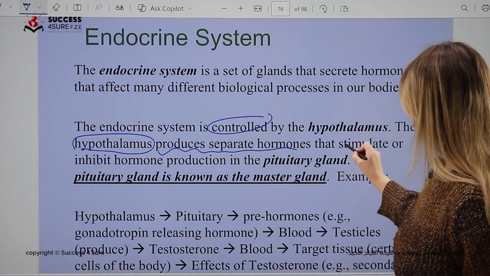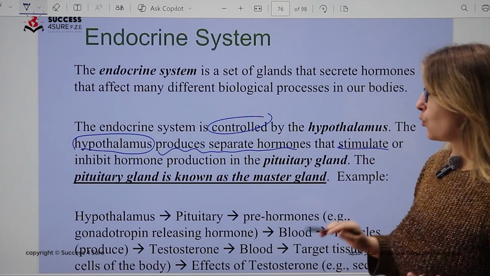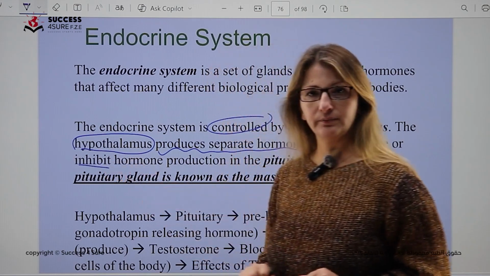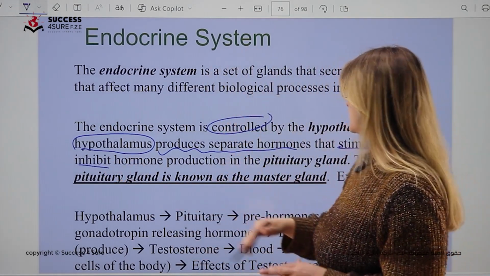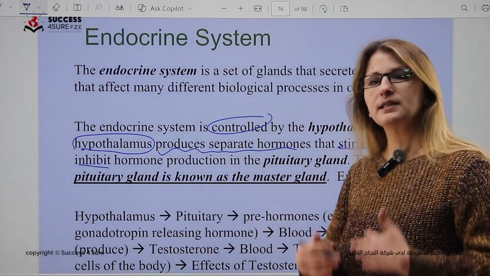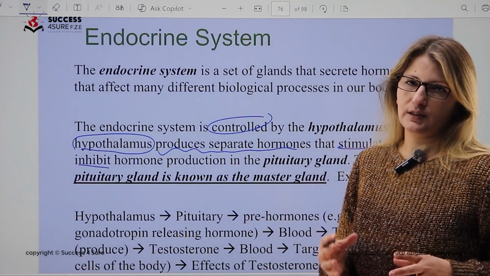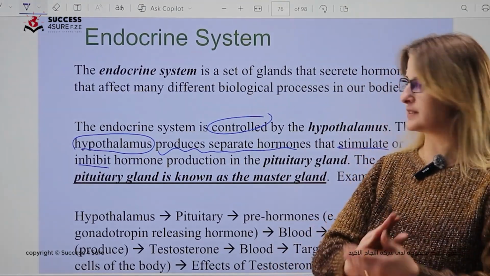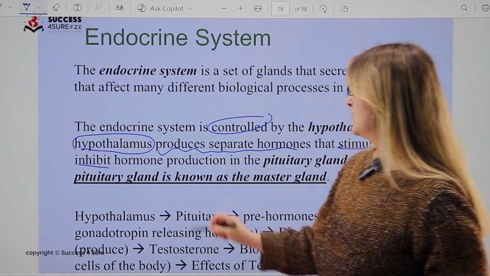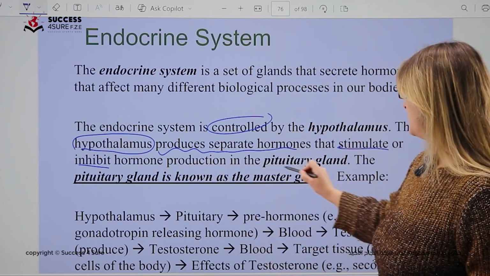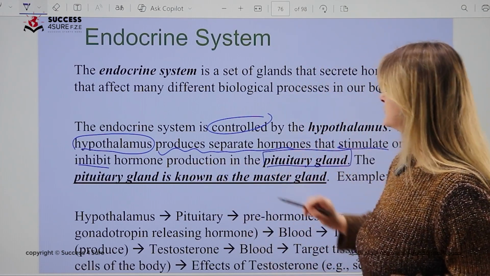We call them stimulators or inhibitors, okay? Stimulators, they stimulate. Inhibitors, they inhibit, they stop, they pause. They do some kind of pausing. Production in the pituitary gland.